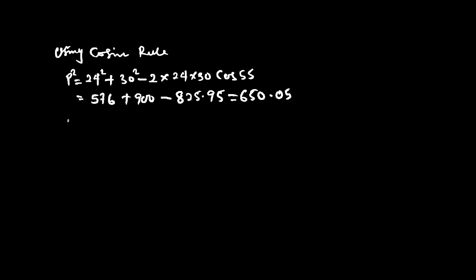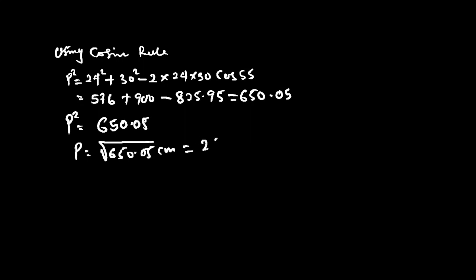Okay, so P square is therefore equal to 650.05, so P is the square root of 650.05. Punch your calculator, that will give us 25.496 in centimeter. But the question says that you should leave your answer in 2 decimal places. So we have 25.50 in centimeter. Do you understand that now?